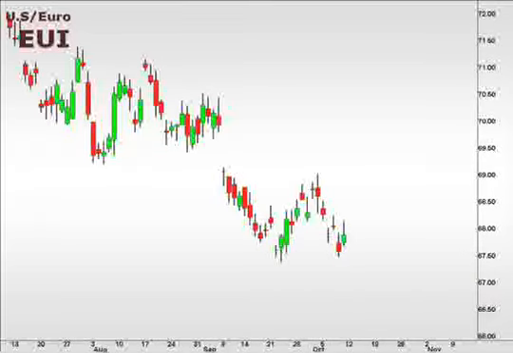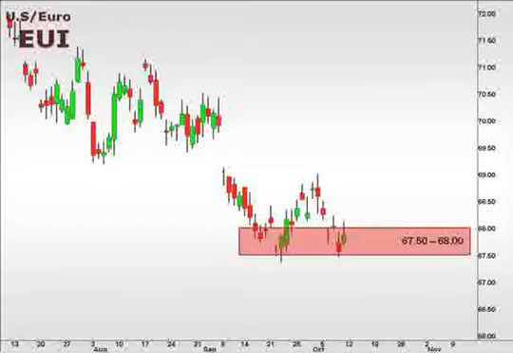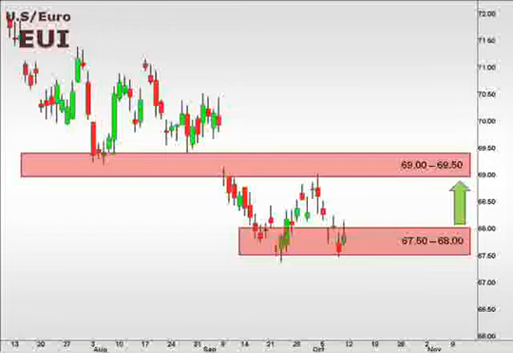Well, the US dollar also lost ground against the euro as seen here in the ISE FX options pair value EUI. Now, the dollar does seem to be trying to hold its ground at the 67.5, 68 focal zone here, which does suggest the possibility of a bounce which may take us up into test resistance at 69, 69.5.